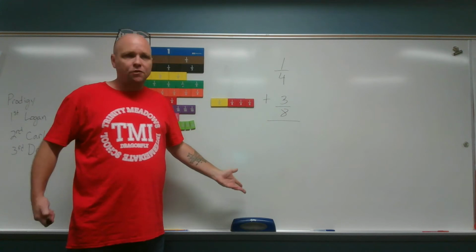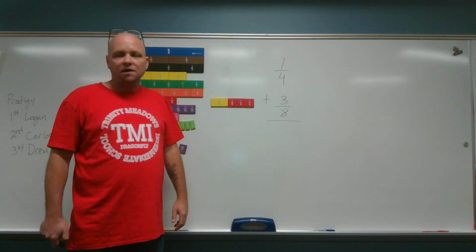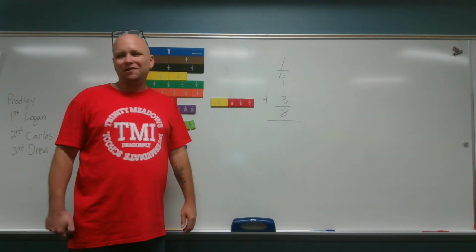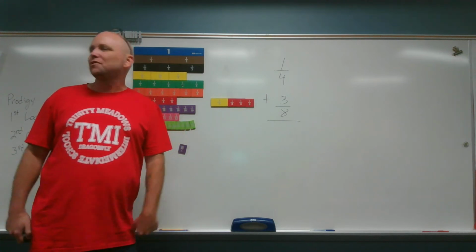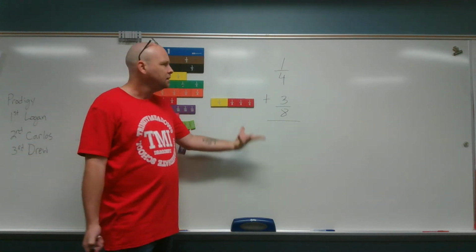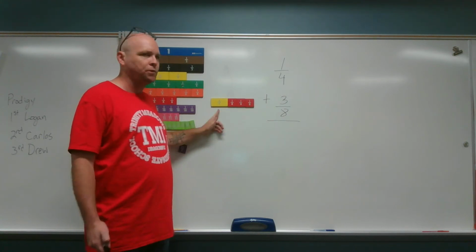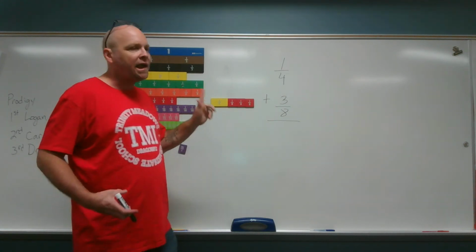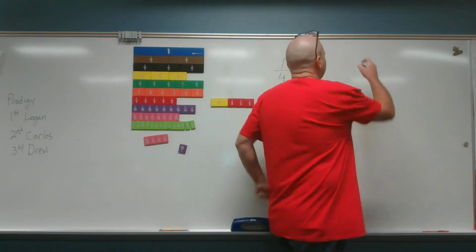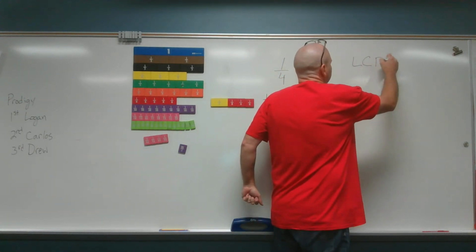It'd be like I give you the problem 7 plus 10, and you go, nah, I'd rather not do 7 plus 10. I'm going to do 7 plus 3. It's easier. Okay? So we can't change the value. Everybody's good with this is 1/4 plus 3/8. What we have to have is something called the least common denominator.